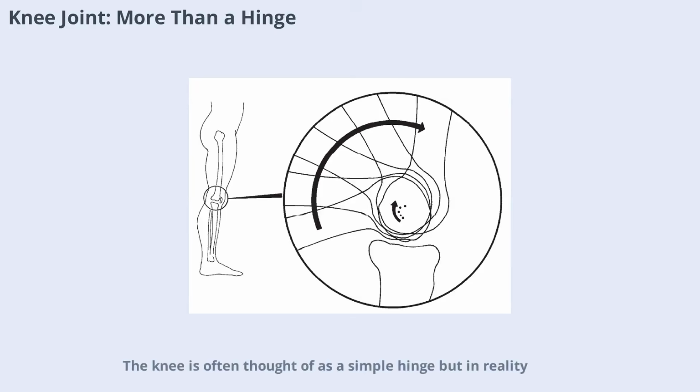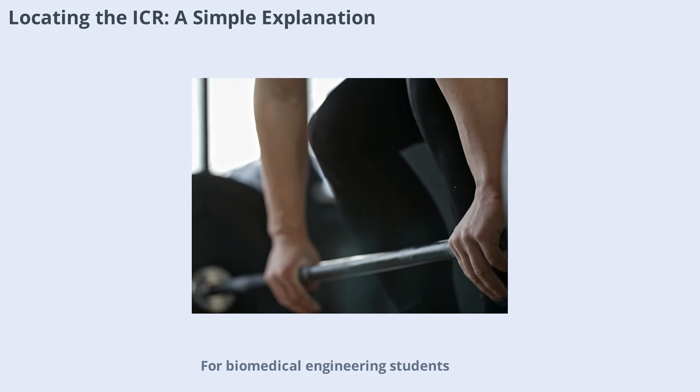The knee is often thought of as a simple hinge, but in reality, it's much more complex. Its structure allows for both rolling and sliding motions, which means the ICR is constantly shifting as you move. This dynamic behavior is what makes the knee so versatile, but also challenging to study and replicate in prosthetic devices. Understanding the path of the ICR during knee extension, for example, reveals how the joint accommodates different types of movement, ensuring stability and flexibility.